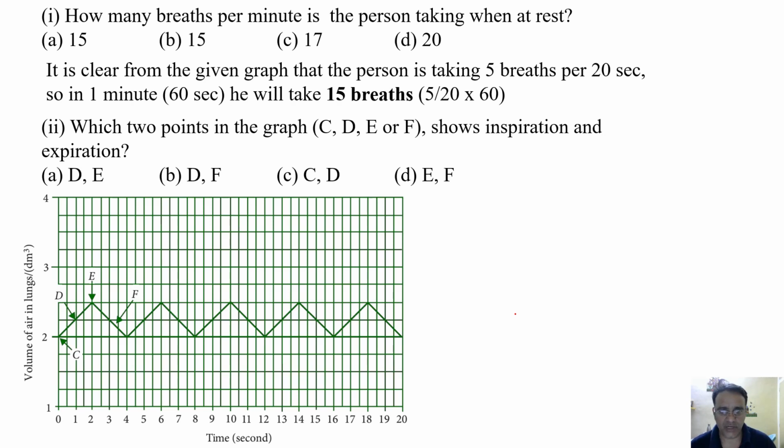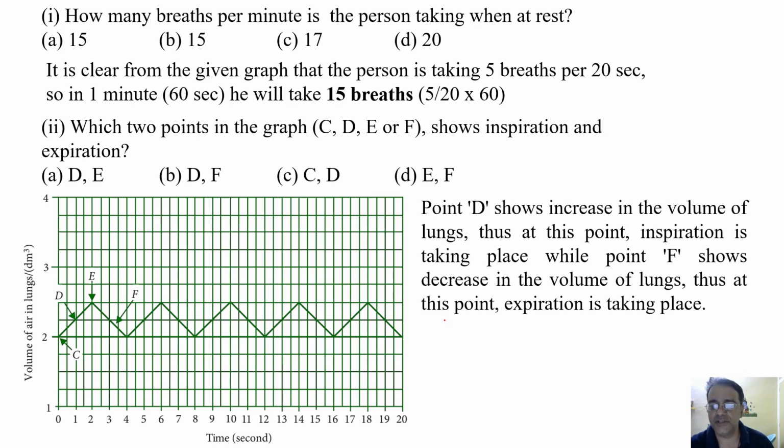Okay. So correct answer is D, F, right? So point D shows increase in the volume of lungs. Thus at this point inspiration is taking place, while point F shows decrease in the volume of lungs. Thus this point expiration is taking place. So the correct option is B, right? Any doubt here? No, sir. Okay. So now we'll move towards question number 3.